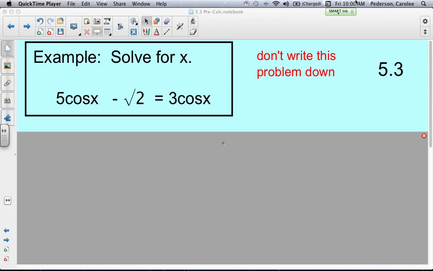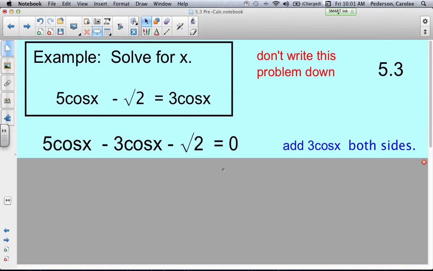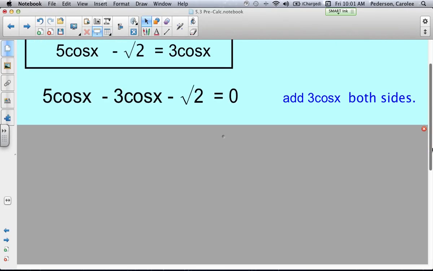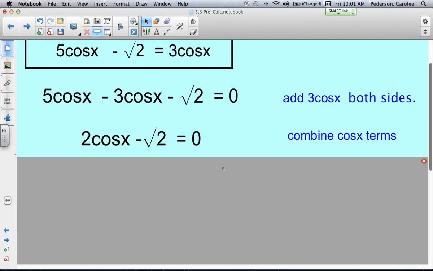Great, we want to combine like terms. So we have like terms with the cosine of x's. So we would want to get that 3 cosine of x over to the left, and what would we do to both sides? Subtract it. Then 5 cosine of x minus 3 cosine of x is 2 cosine of x. So we combined our like terms.